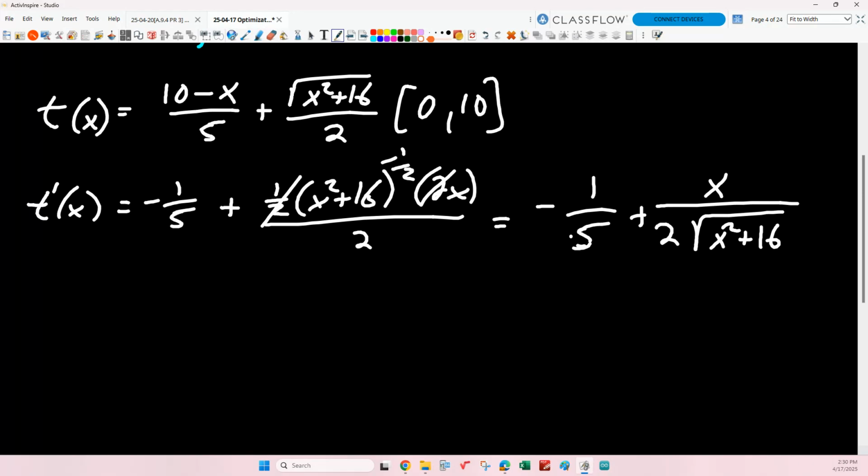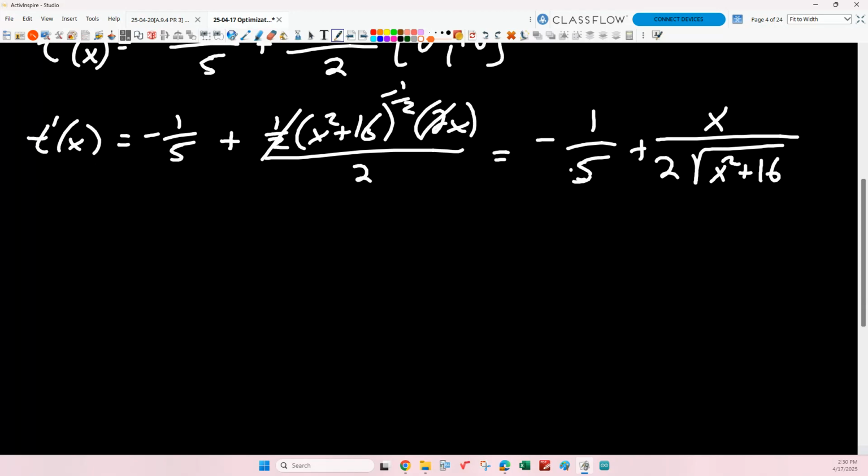We'll get a critical number and just use the first derivative test to see if it's a minimum or maximum, right? We don't want to bother with a second derivative test. There's no reason to take the second derivative. Okay, so T prime equals 0 when? When x over 2 square root of x squared plus 16 equals 1/5. If I set this whole thing equal to 0, I would just add the 1/5 to the other side.